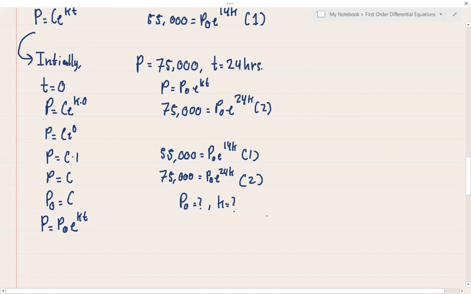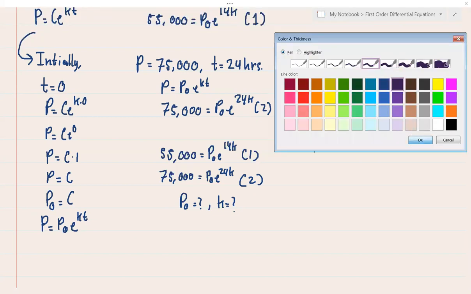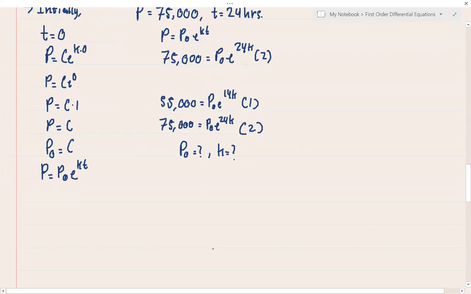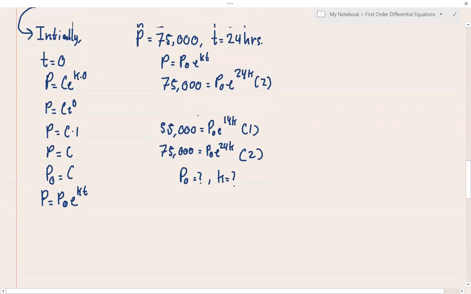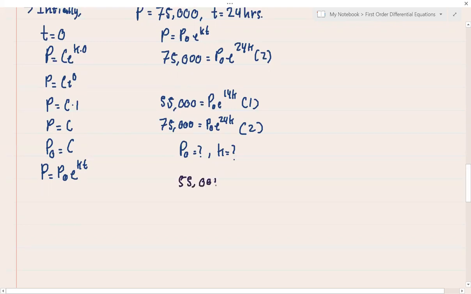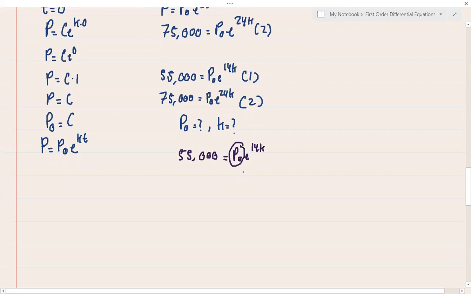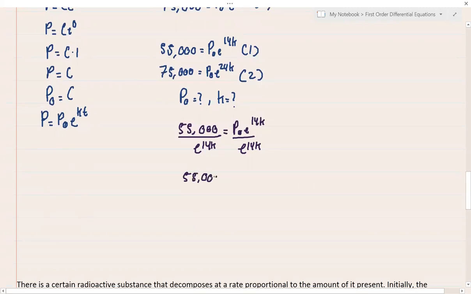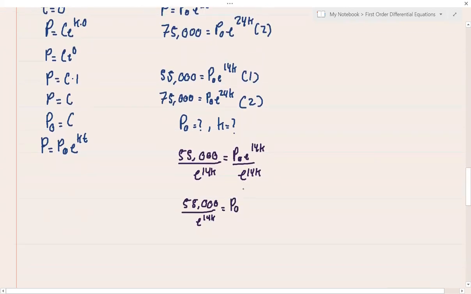Okay? So, first, hanapin ko muna si P sub 0. And since yan ang una kong gagawin, pipili ako which one of the equations I will choose. So first, pipiliin ko ito. Itong first equation. Ay, teka lang. Sorry. So pipiliin ko tong first equation. So we will have 55,000 is equal to initial P times e raised to 14K. So let's find our initial P. Madali lang ito. We will just divide both sides by e raised to 14K. So we will have 55,000 all over e raised to 14K as initial P. Ayan na. So nakuha natin si initial P.